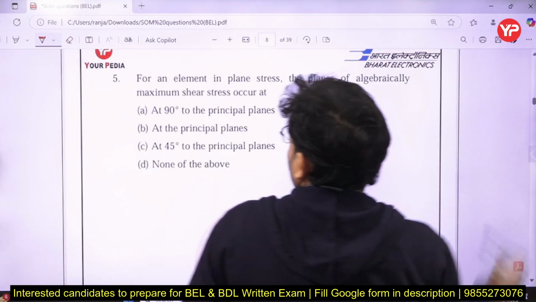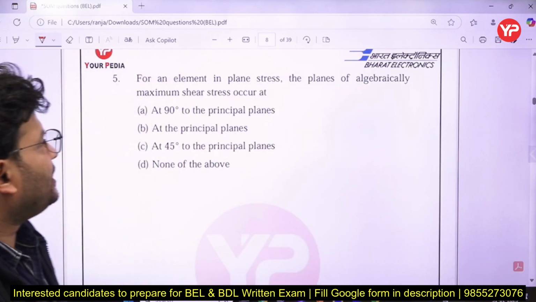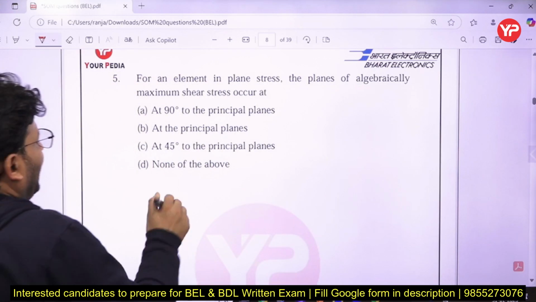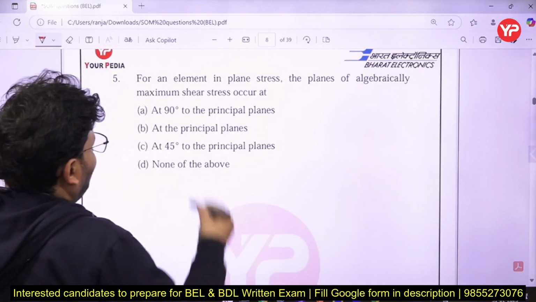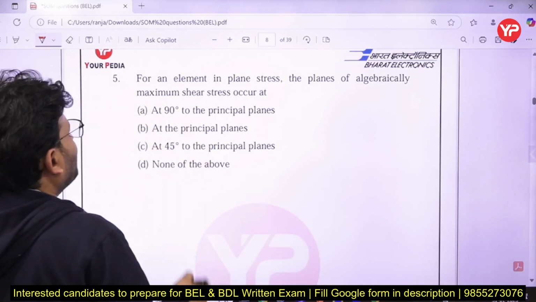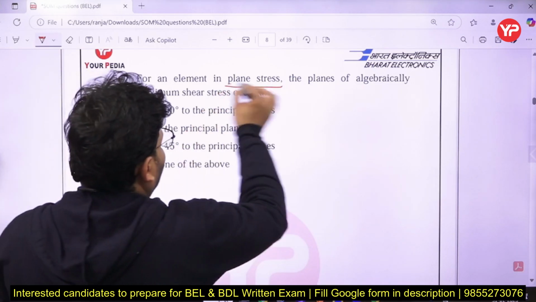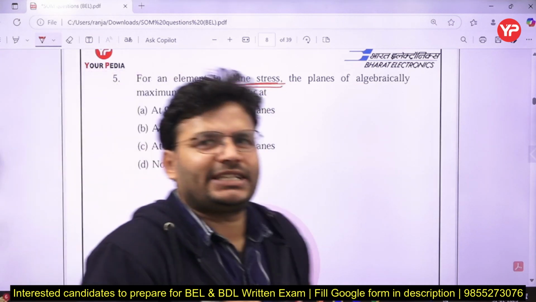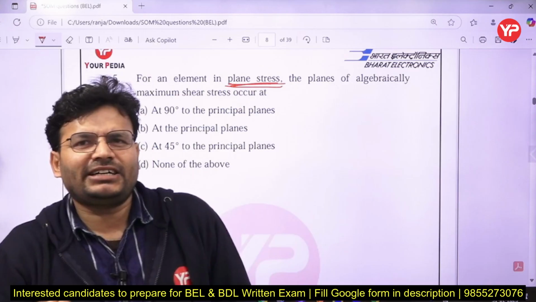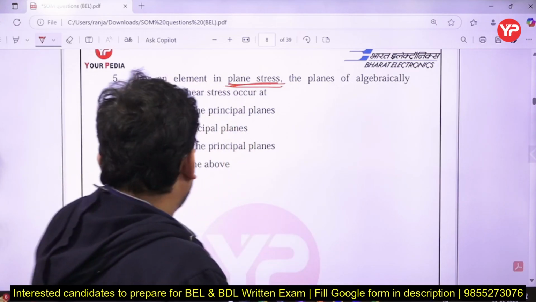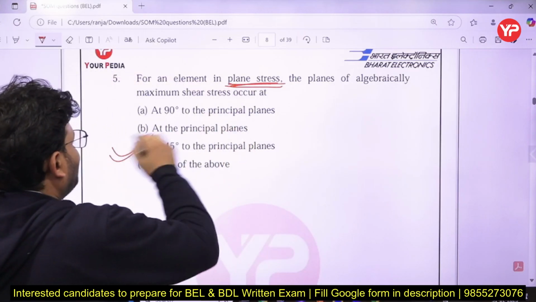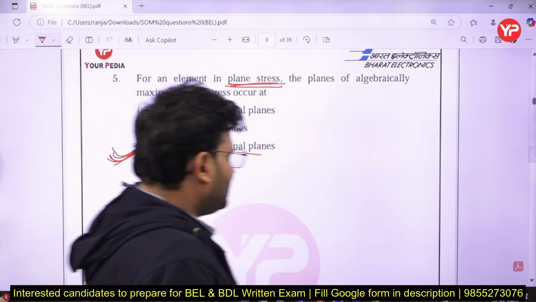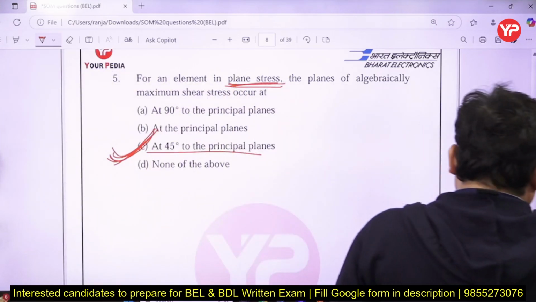Next question on your screen: for an element in plane stress, the plane of algebraic maximum shear stress occurs at 90 degrees to the principal plane, 45 degrees to the principal plane, or at the above. My dear friends, the maximum shear stress plane generally occurs at an angle of 45 degrees from the principal plane. At this you are going to get the maximum shear stress plane. So that is the right answer.